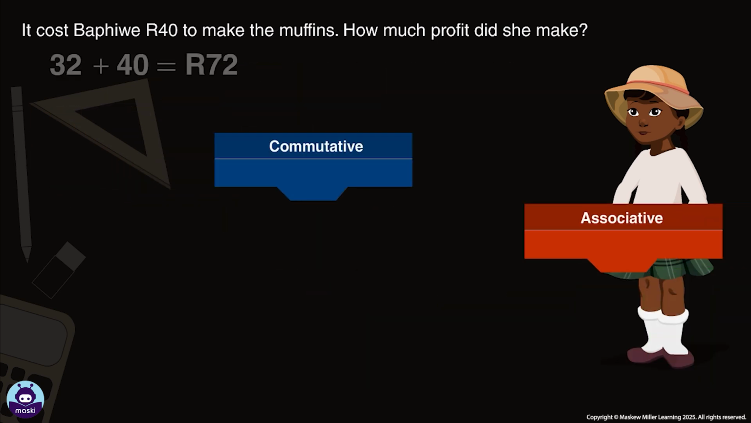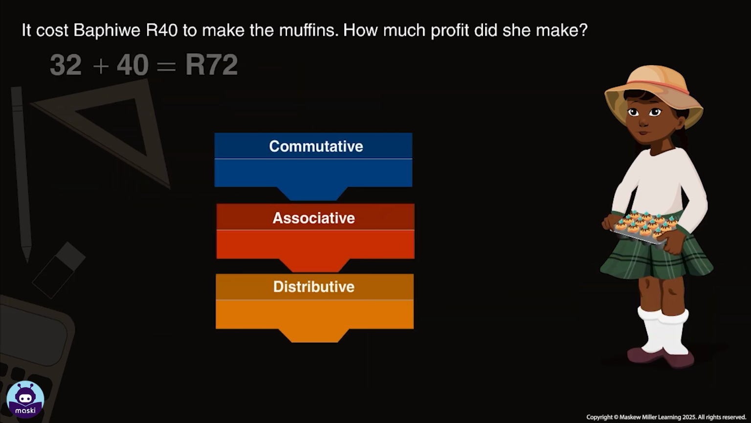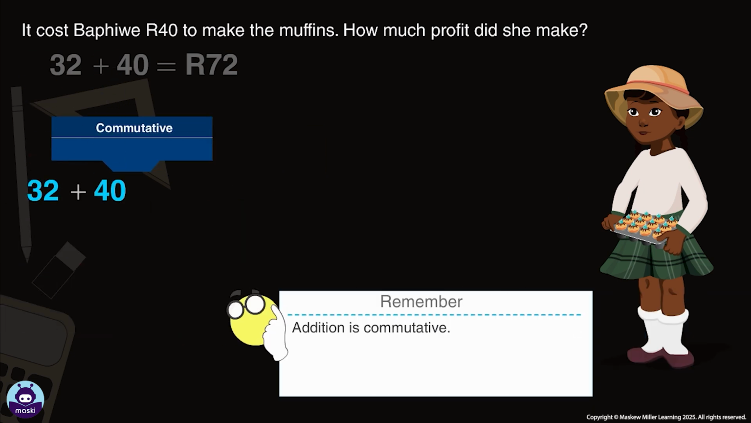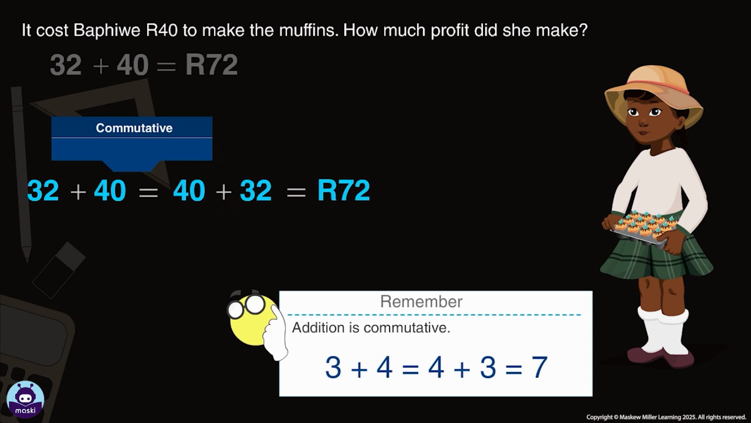Use the commutative, associative, and distributive properties of addition to check your answer above. Remember that addition is commutative. This means that you can change the order of the numbers that you are adding and still get the same answer. 32 plus 40 equals 40 plus 32.